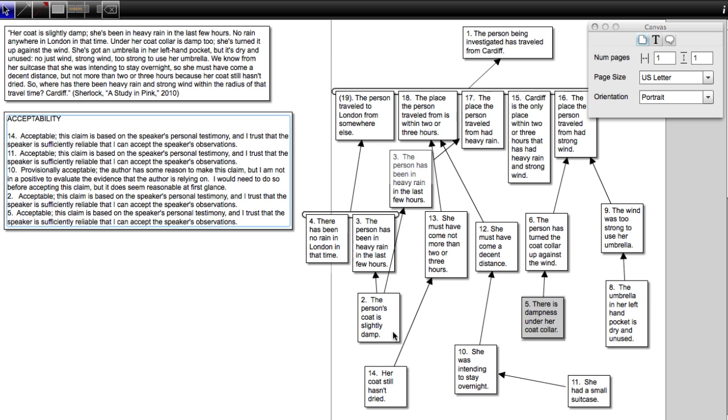Okay, there's dampness under her collar. That's something that this person is observing. 8, same thing again. So it's becoming clear to me that this argument really uses a lot of observation, so it's relying heavily on the accuracy of the person.